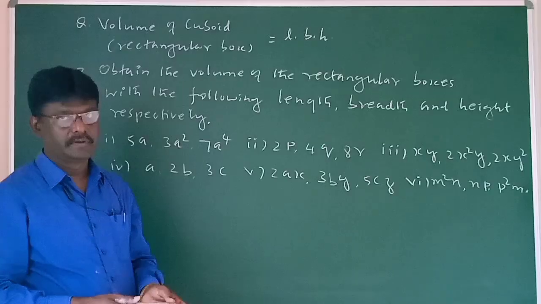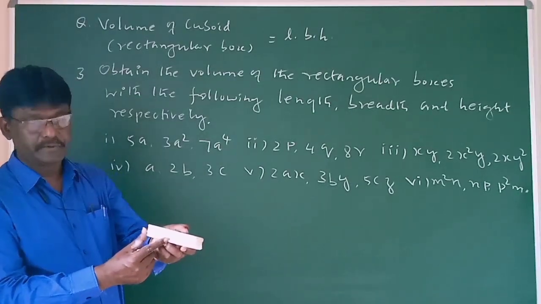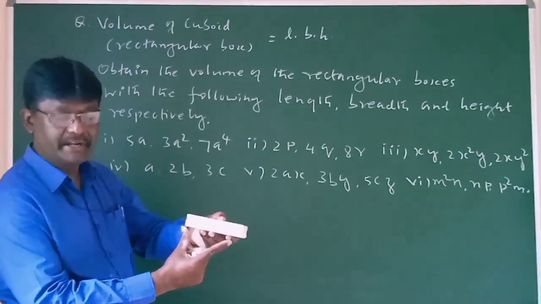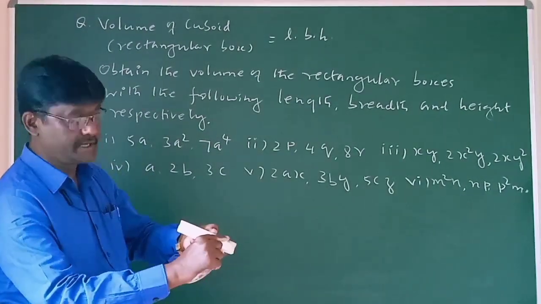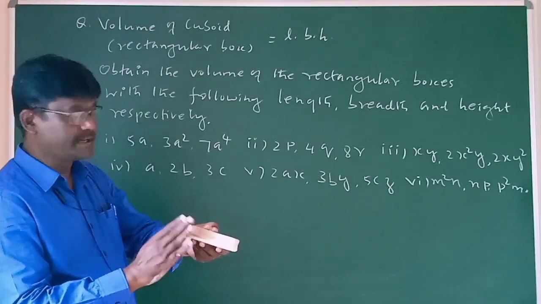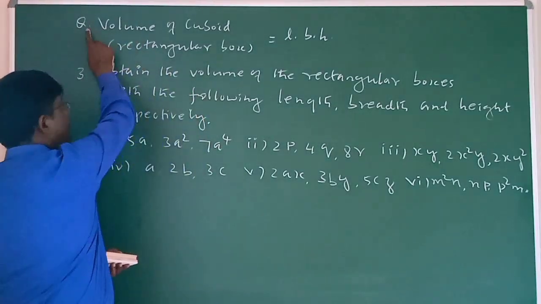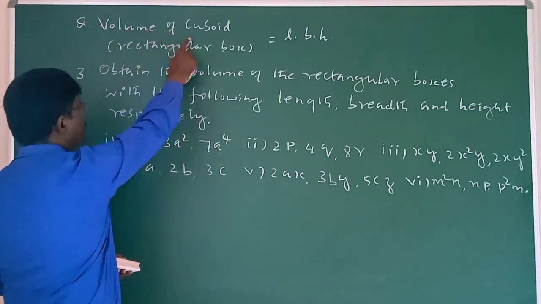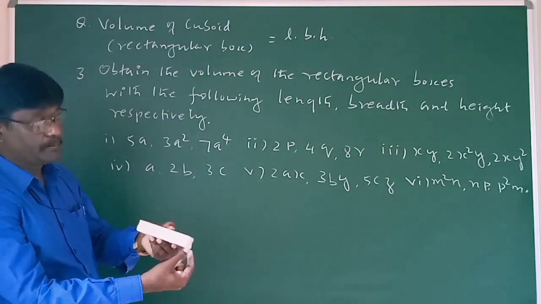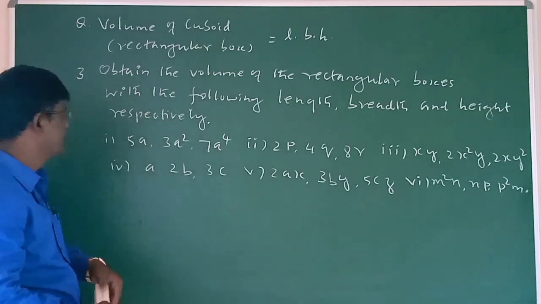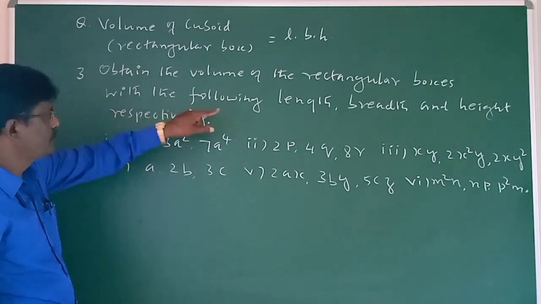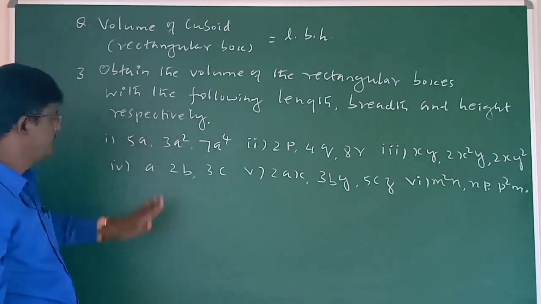Okay, children. In a rectangular box like this, in order to find out the volume, the size, we have to take 3 dimensions: length, breadth, and height. Hence, what will be the formula used to calculate the volume of rectangular boxes? That's what I have given you in the form of a cube. Volume of cuboid, nothing but a rectangular box, is L into B into H, length, breadth, and height. Now let us take sum number 3. Obtain the volume of the rectangular boxes with the following length, breadth, and height respectively.